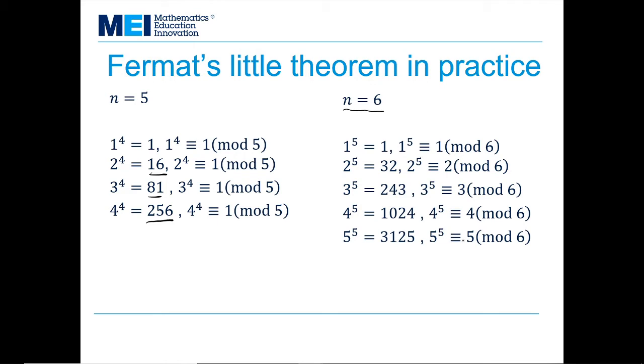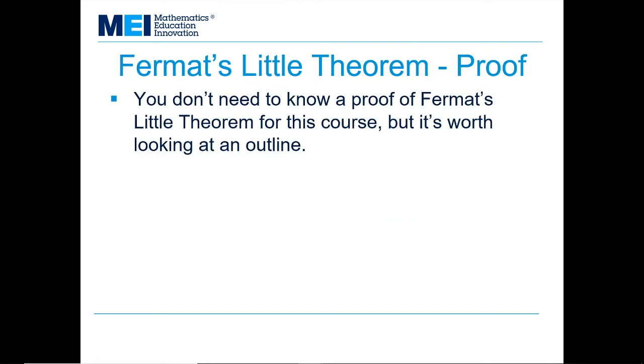Now you don't need to know how to prove Fermat's Little Theorem for this course, but it is worth looking at an outline of how to prove it, and you might want to read up some proofs online to give you a little bit of sense of how it works. So in order to see an outline of how the proof works, I'd like to show you what happens when p equals 7.